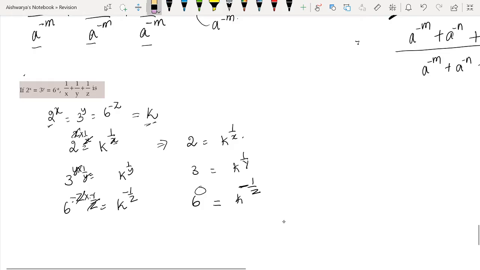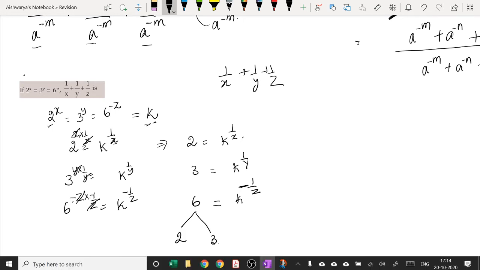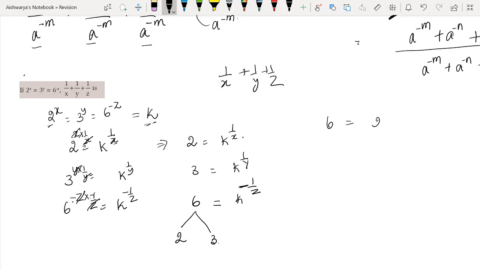Now that we have got the value of 2, 3 and 6 in terms of k, what do we do next? We have to find the value of 1 by x plus 1 by y plus 1 by z. So the 6 can be split into 2 and 3. So we'll write 6 is equal to 2 into 3 here. So the 6 value is k power minus 1 by z. Then the 2 value is k power 1 by x into k power 1 by y equal to.